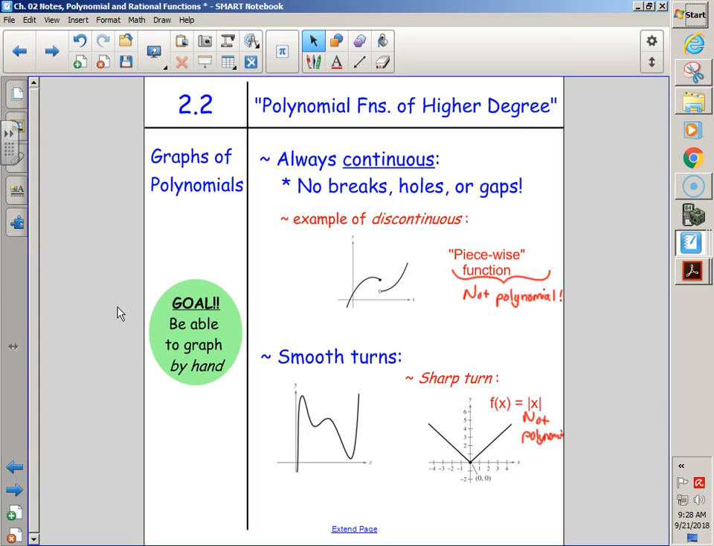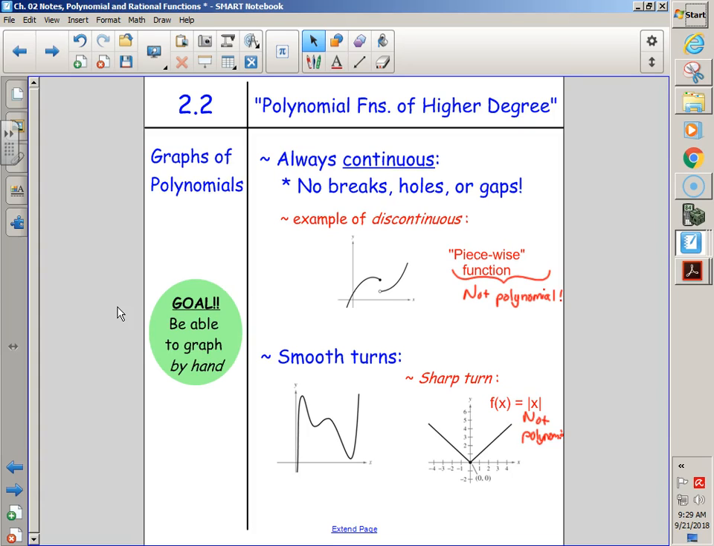Okay. A couple things about polynomials. First of all, the graphs of polynomials will always be continuous. What does that mean? As you're drawing a polynomial graph, you'll never have to break it. You'll never have to go to a vertical asymptote. You'll never have to jump over a hole. It'll always be nice and smooth. Speaking of smooth, polynomials will only have smooth turns, not sharp turns.